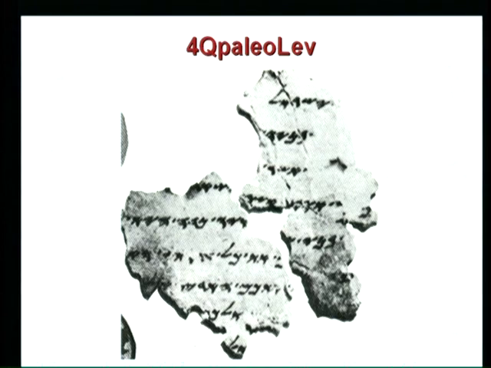And we look at this text, which is from Leviticus, 4Q Paleo-LEV. What does the 4 stand for? Cave number 4. What's the Q? That's the location at Qumran. What's the Paleo stand for? The script. Paleo-Hebrew script. It's a different script than the manuscript we just looked at.